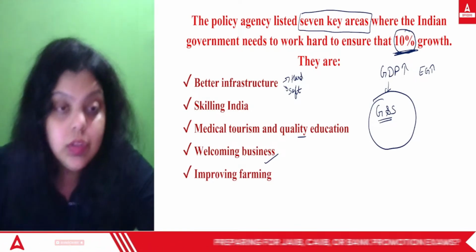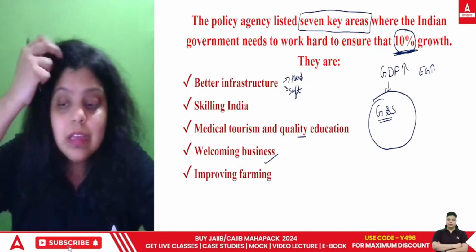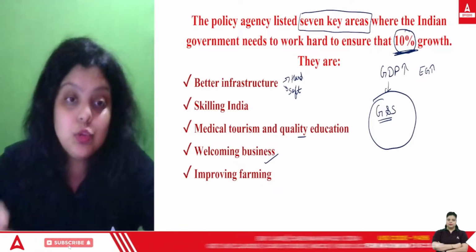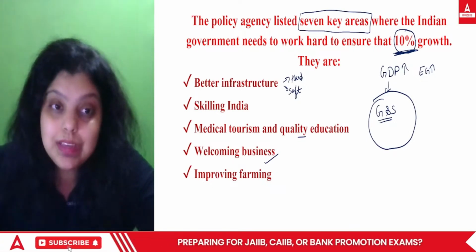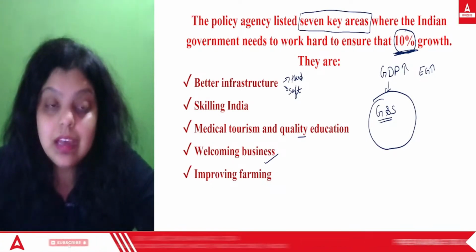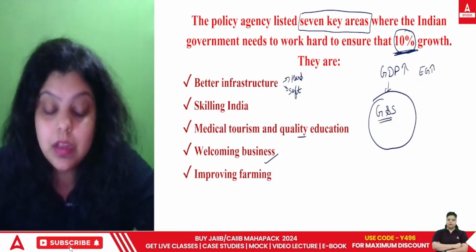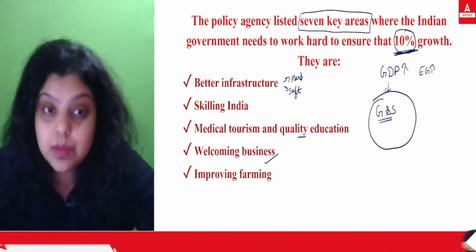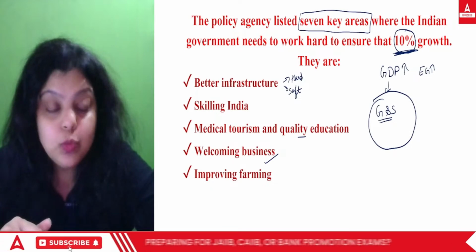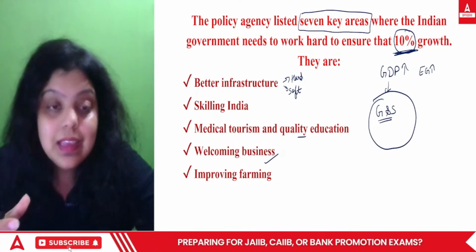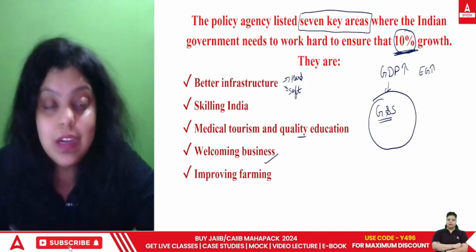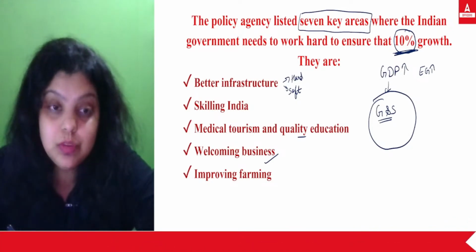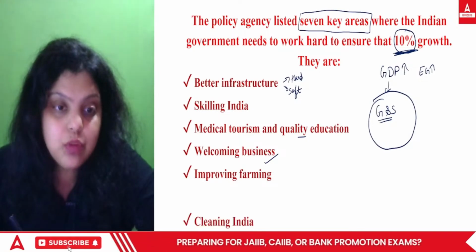Then we have improving farming. You have to improve the farming, because in 2023 agriculture is still the one sector which provides around 49% of employment. So 48.9% of employment comes from the agriculture sector. So it's very important to make agriculture very strong in your country, because if agriculture is strong, it will provide more opportunities to the people. So we have to improve the farming.